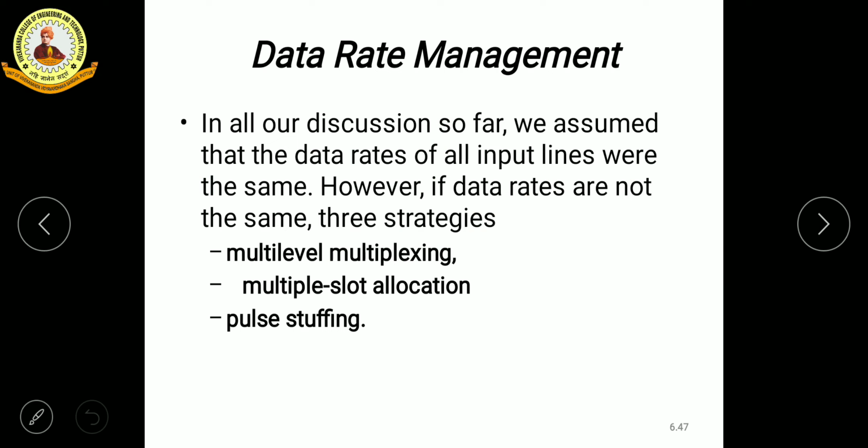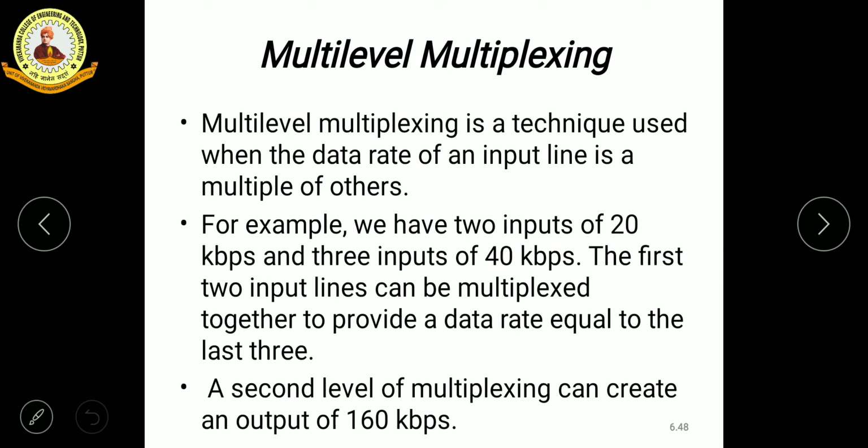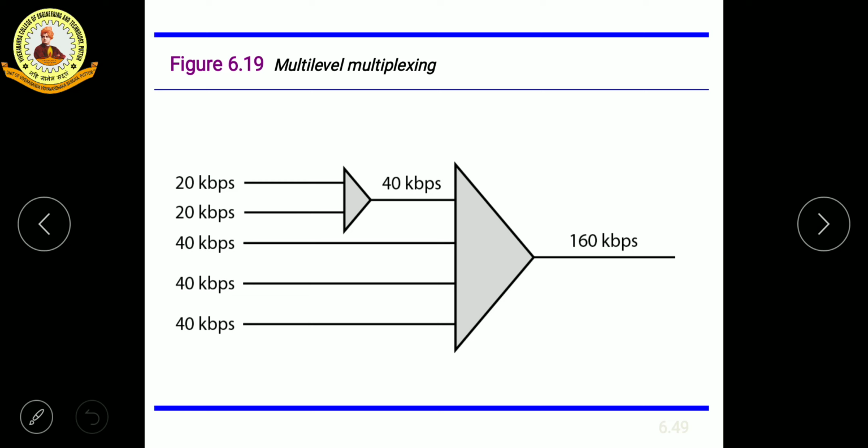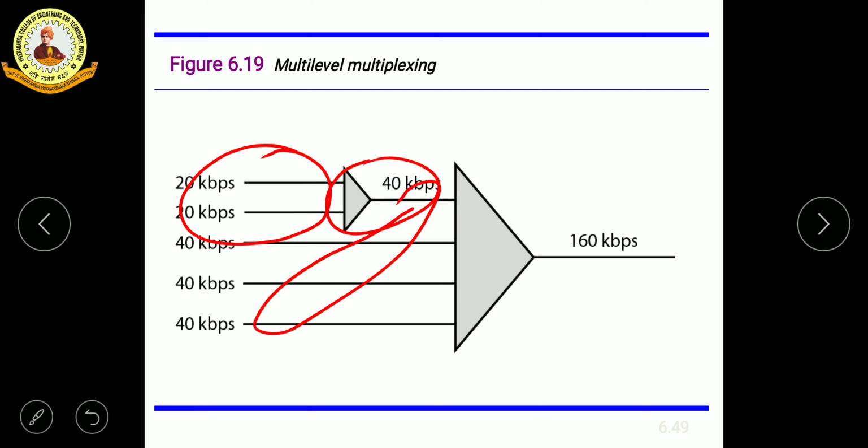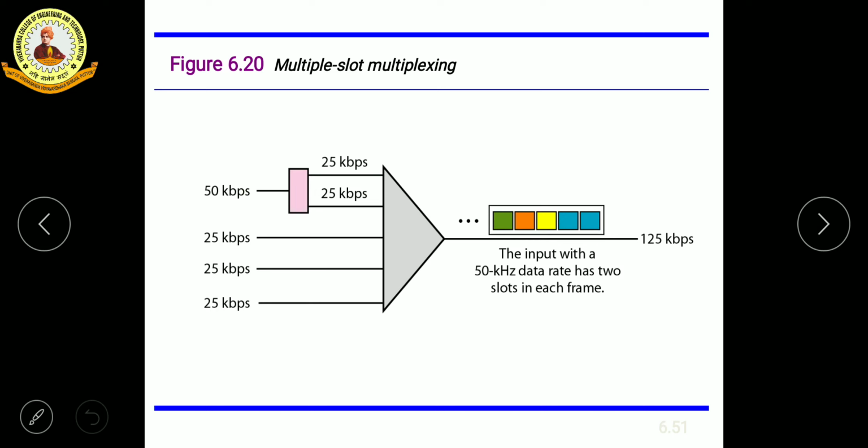So we will learn multi-level multiplexing first. Right, what has happened here? We have multiplexed two 20 kbps lines into a 40 kbps line, and we have made all the sources 40 kbps lines. That is multiplexed to a 160 kbps line. This is called multi-level multiplexing. Next one, multiple slot allocation. What is this multiple slot allocation?